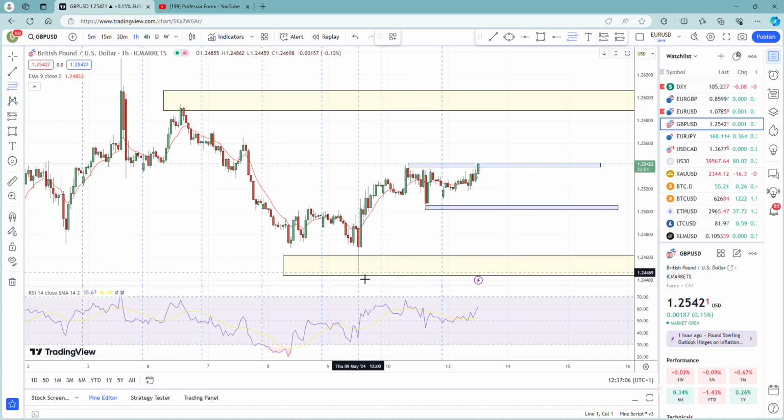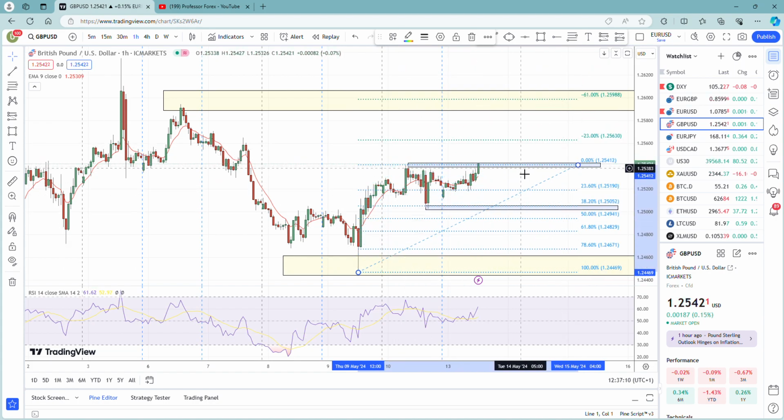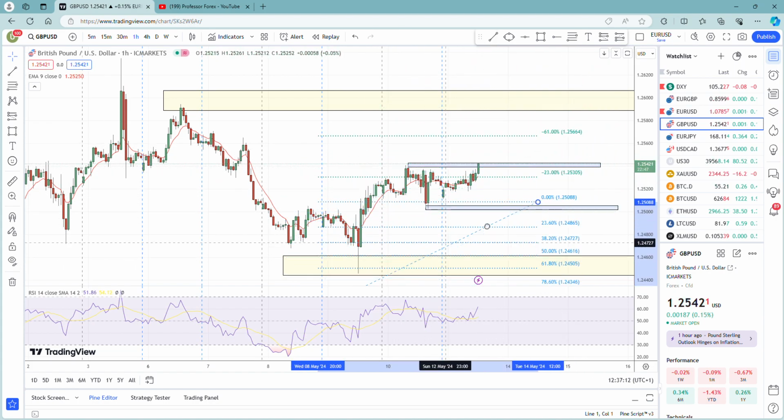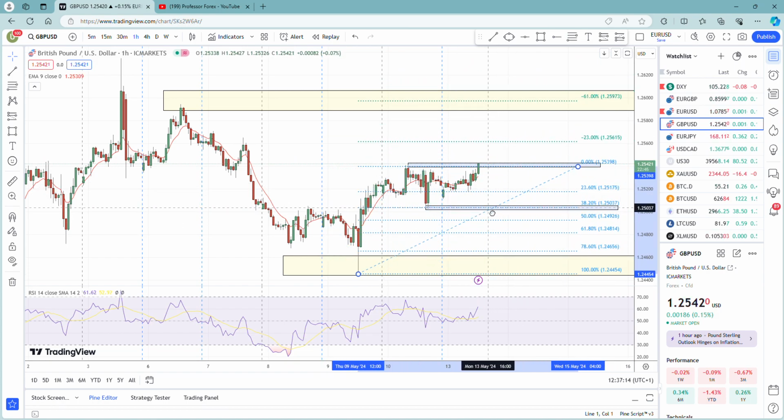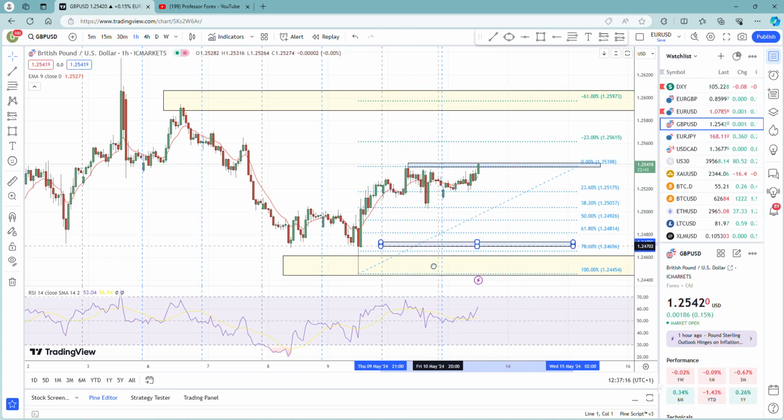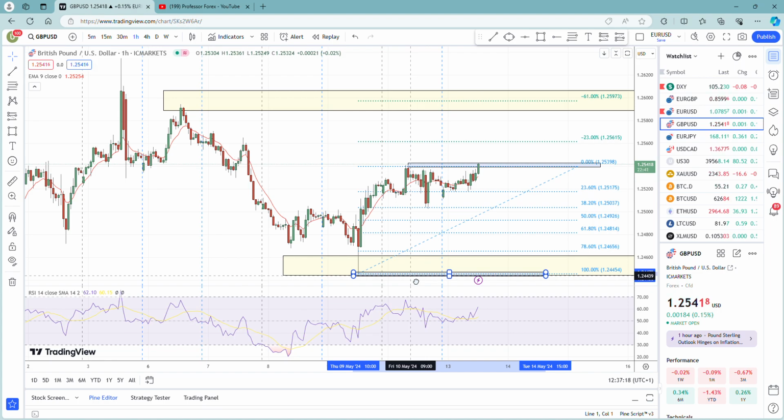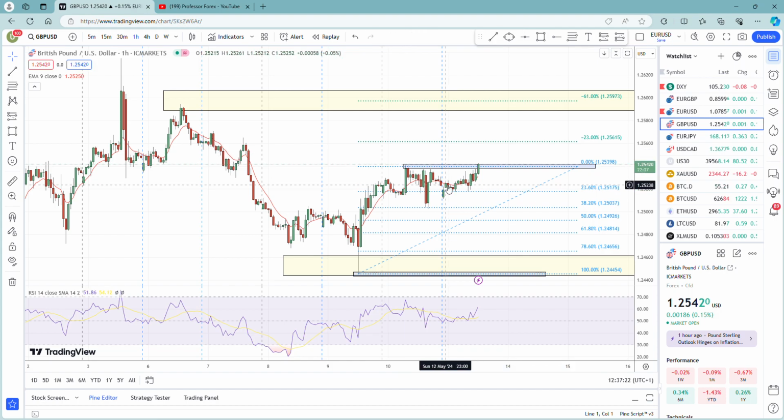I'll use this as support, which also acts as the H4 support. Drag it to this higher high. You can see that prices as resistance.